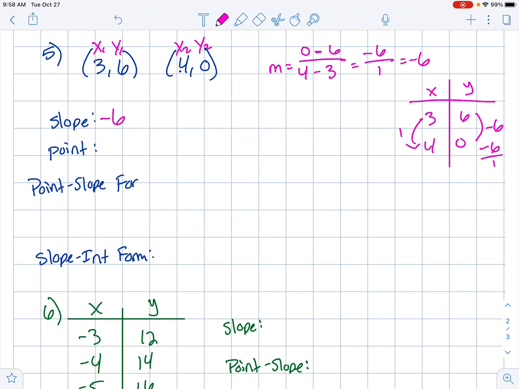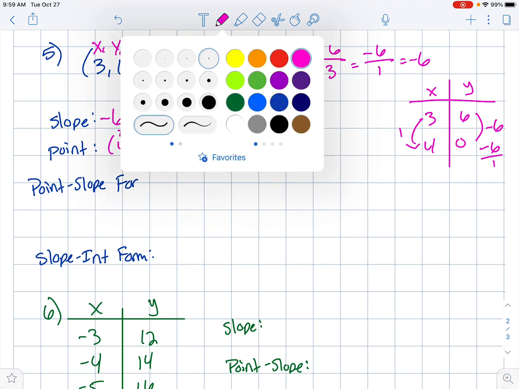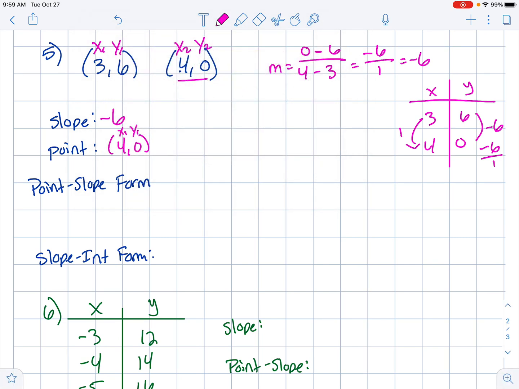Now, does it matter which point we use? No, it does not. I normally use the one with 0 in it just because it's smaller numbers, but you don't have to. So I'm going to use that one for 0 as my x1, y1. You do not have to, and you might get a little bit different answer depending on which point you use for point slope form, but your slope intercept form will come out the same. So for point slope form, I would get y minus my y1 is 0 equals my m is -6 times x minus my x1 is 4.